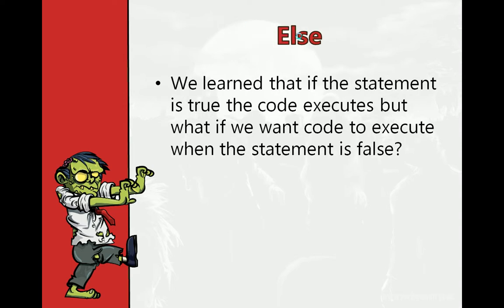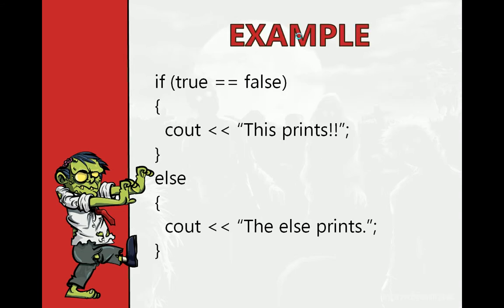Alright, the word else. Else is a keyword. We learned that if an if statement is true, the code executes. But what if we want the code to execute when the statement is false? Here's a good example. If true equals false, remember I have the two equal signs for comparison. One equal sign is assignment, two equal signs are comparison. Well, we know that true isn't equal to false, so this statement right here is going to be false. When this statement is false, this block of code does not run.